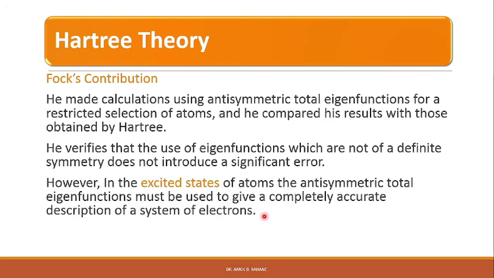However, in the excited states of the atom, the antisymmetrical total eigenfunctions must be used to give a completely accurate description of a system of electrons, right? So Fock made some modifications in the Hartree theory, and this theory is called the Hartree-Fock theory.